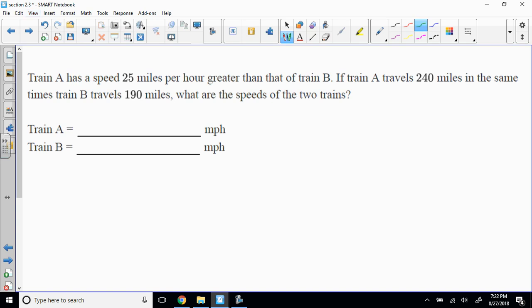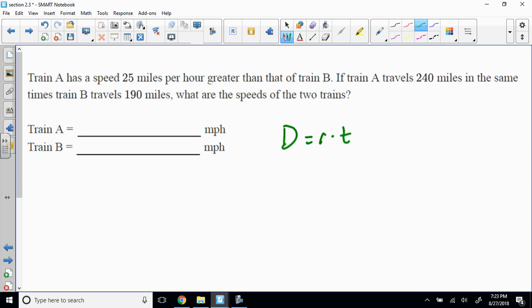But the main thing you've got to keep in mind is this. Distance equals rate times time, right? That's the old tried and true equation. D equals R times T. So guys, let's read this. Train A has a speed 25 miles per hour greater than that of train B. If train A travels 240 miles in the same time train B travels 190, what are the speeds of the two trains? Well, R is what we're trying to find, right?